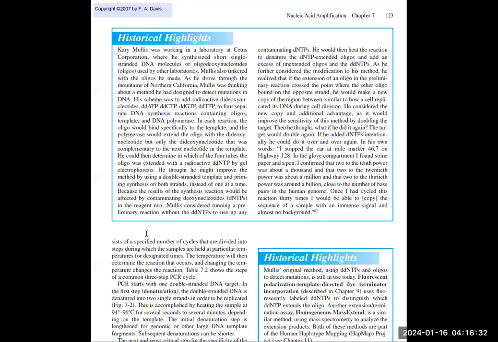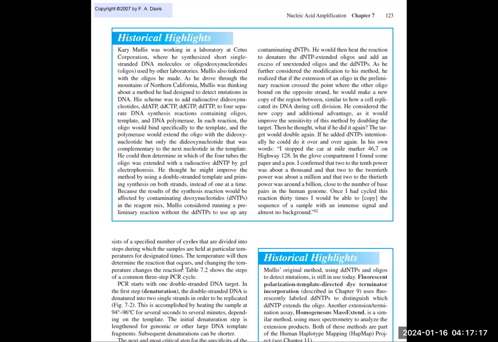These cycles, guys, involve holding samples at specific temperatures for designated times, with temperature changes influencing the reaction. So it's really the temperature that will determine the reaction that happens. That's why, as you have noticed, we have three steps for one cycle of a PCR. We have denaturation, annealing, and extension or elongation. For every step the temperature varies. For example, during denaturation, we have 90 to 96. For annealing, we have 50 to 70. And for the extension, we have 68 to 75.